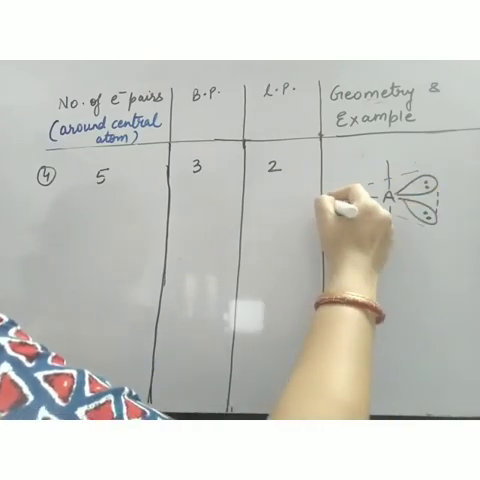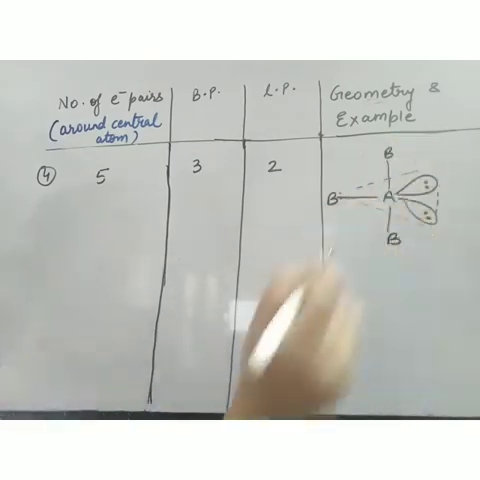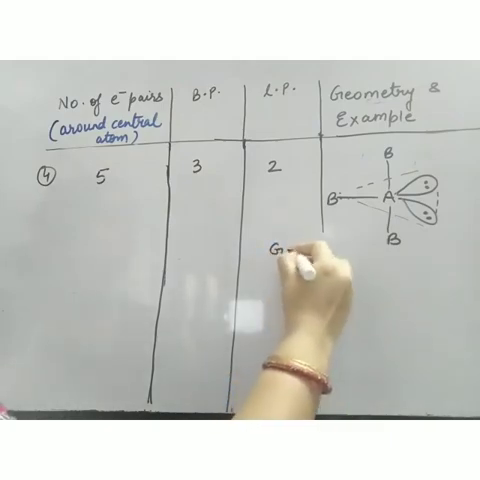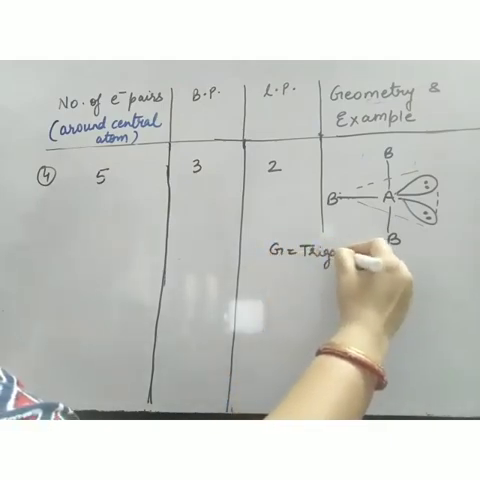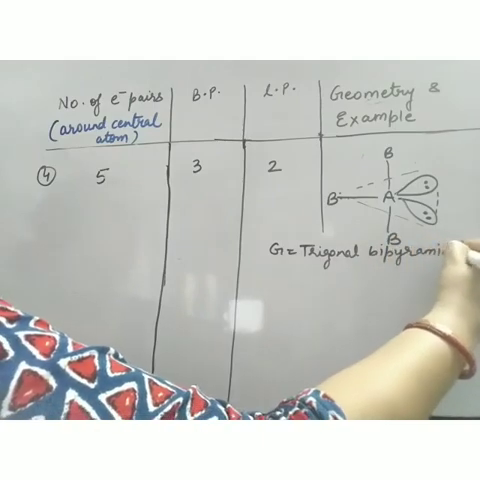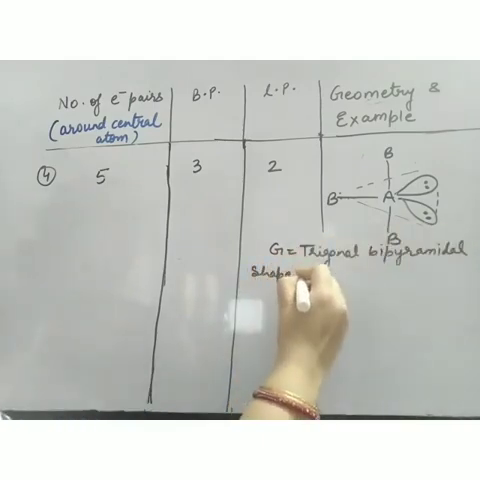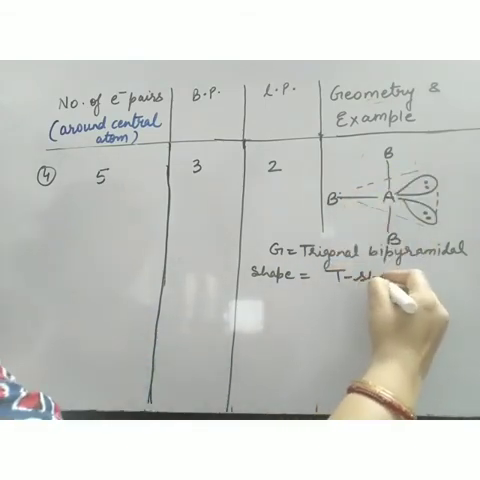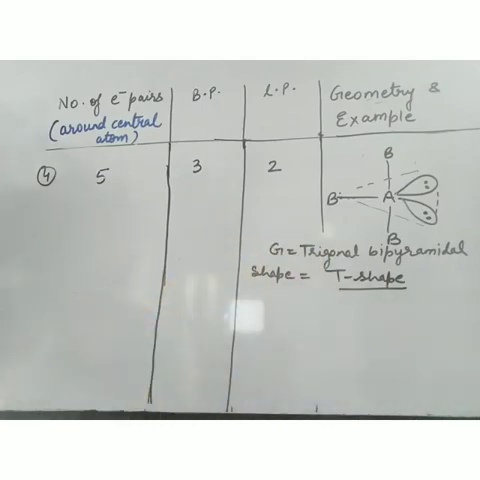Now this is bonded atom. You can see the geometry is still trigonal bipyramidal. And what is the shape? Now for finding the shape we have to hide the lone pairs. It is in the form of T shape. And what is the example here? Now the example here is ClF3. It is like this.